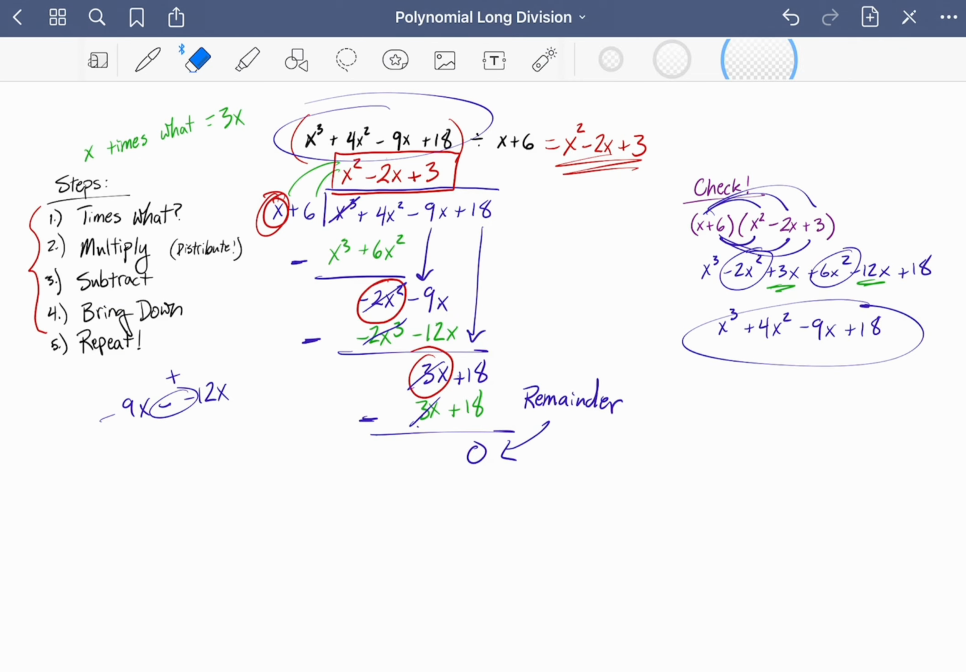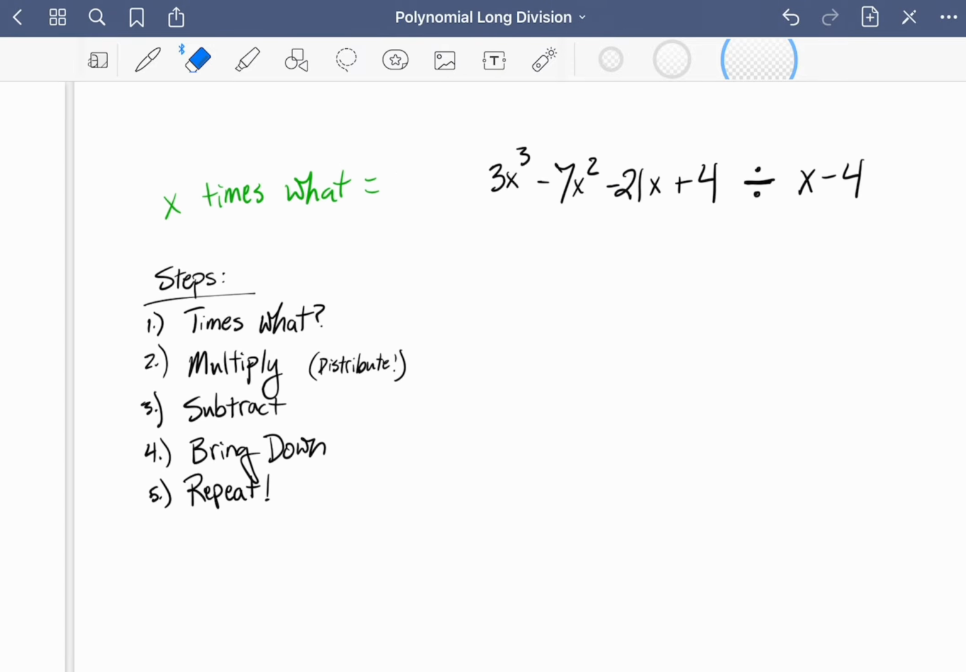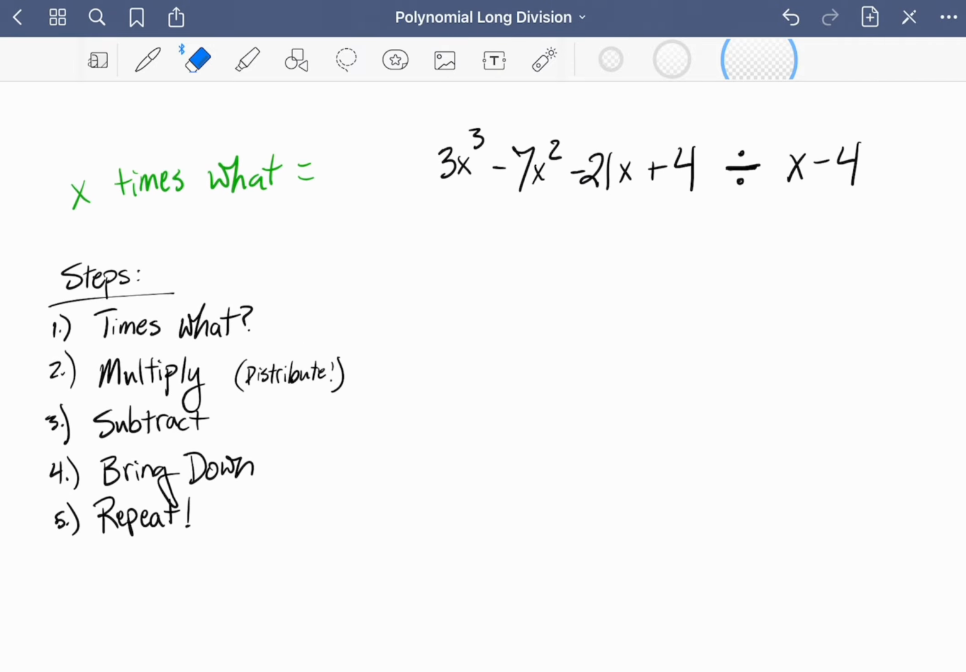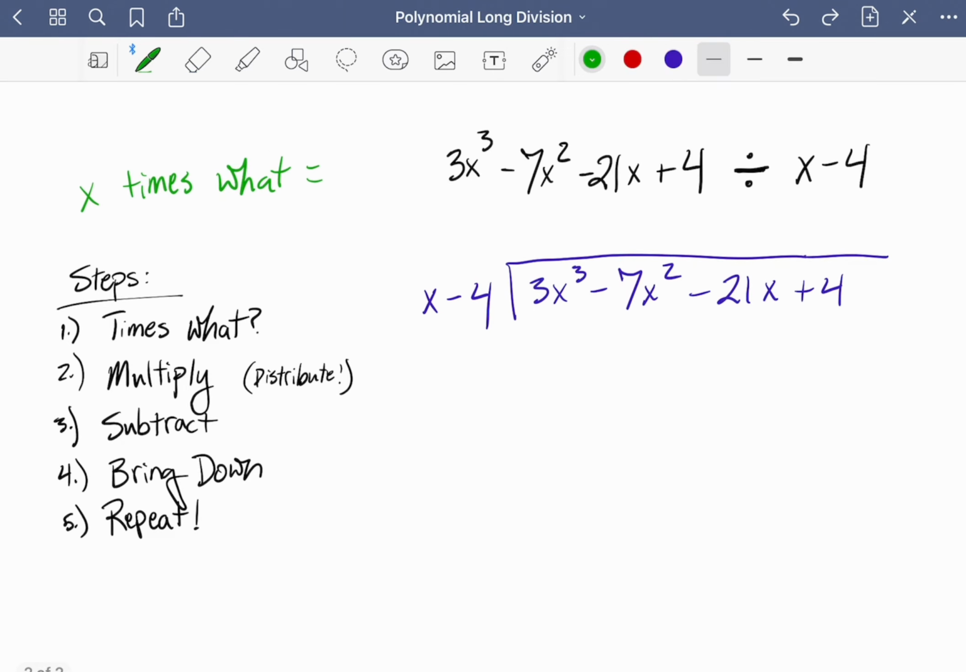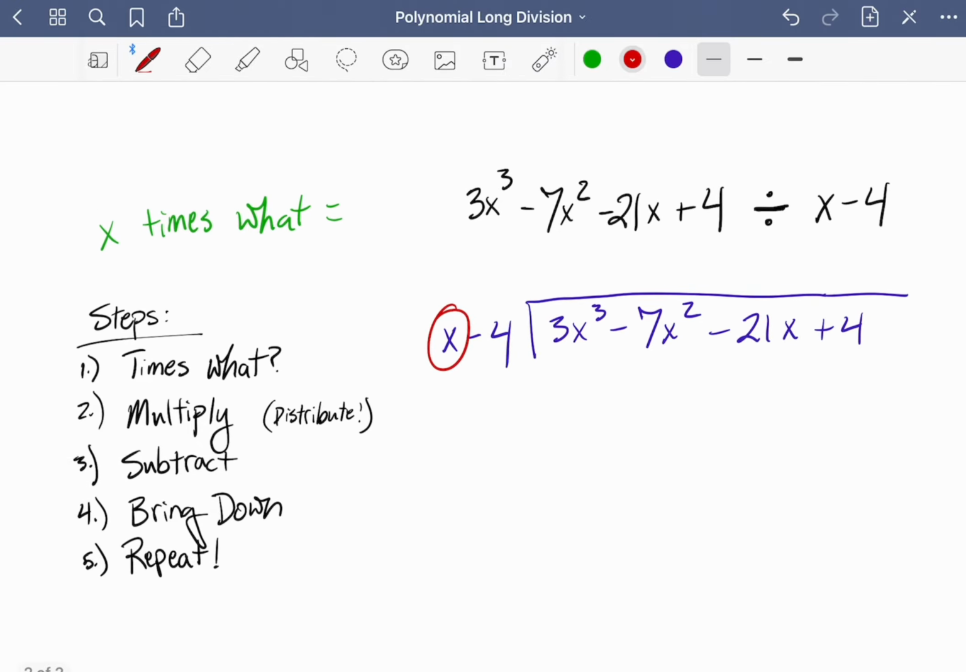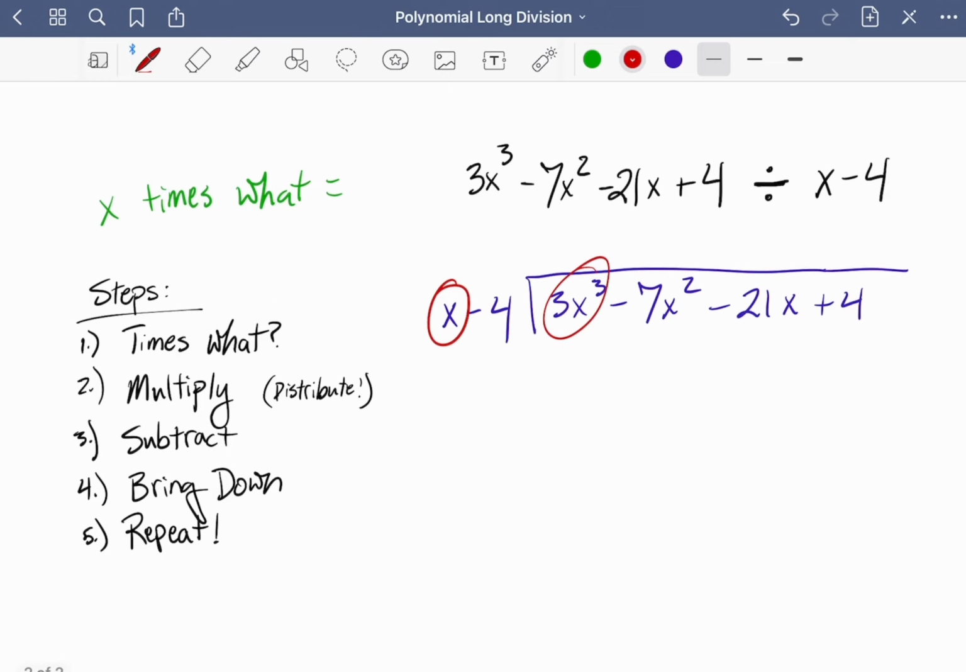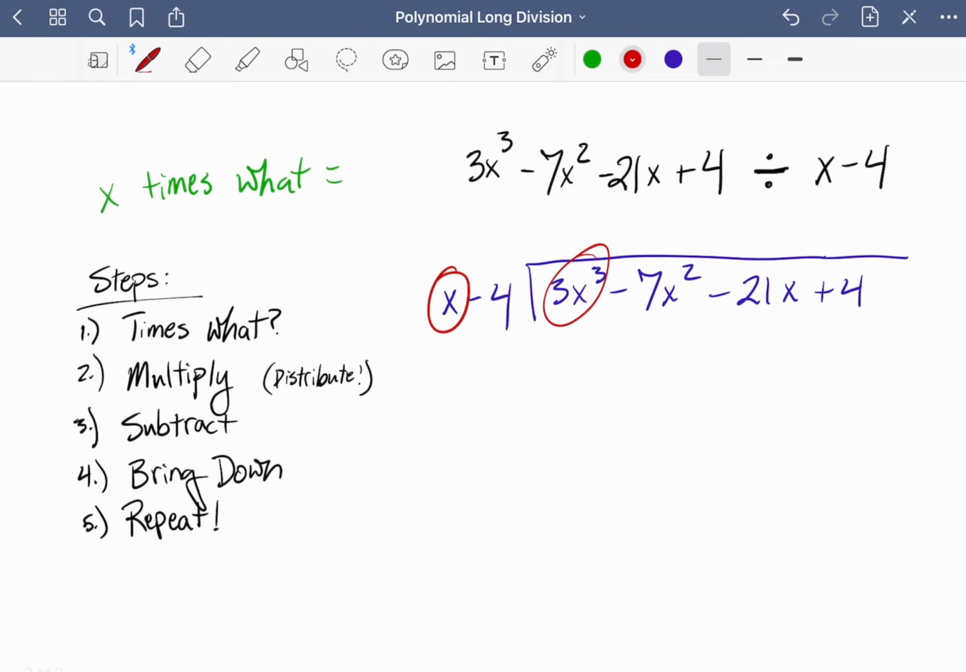We'll do one more example and end with a few pointers. So here's our problem, and of course we want to start by setting up the problem with our division bar. So here it all is. Now remember, our first step is to look at the leading terms. So we have the x as our one leading term, and 3x to the third is the other leading term. And we're asking ourselves, x times what equals 3x to the third? Well, in this case, x times 3x squared equals 3x to the third.